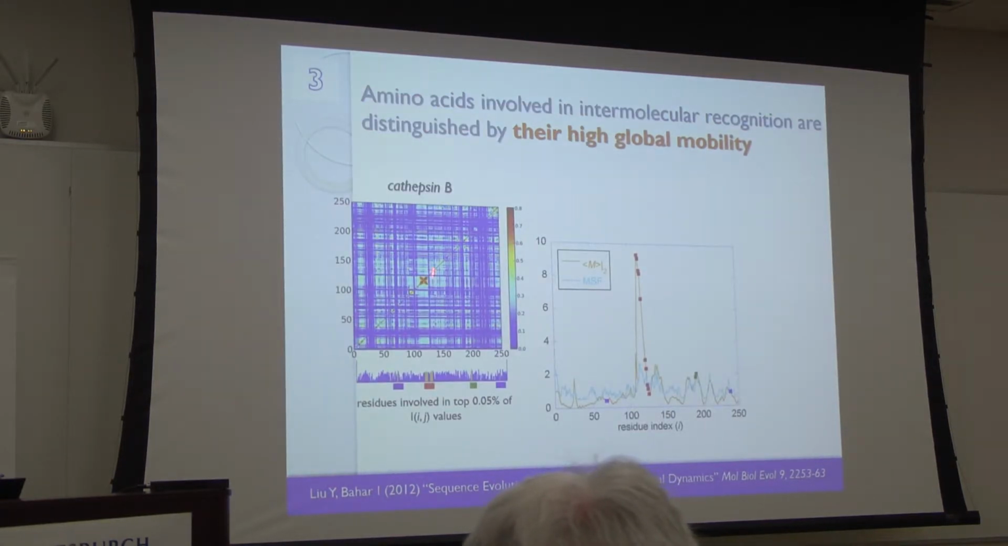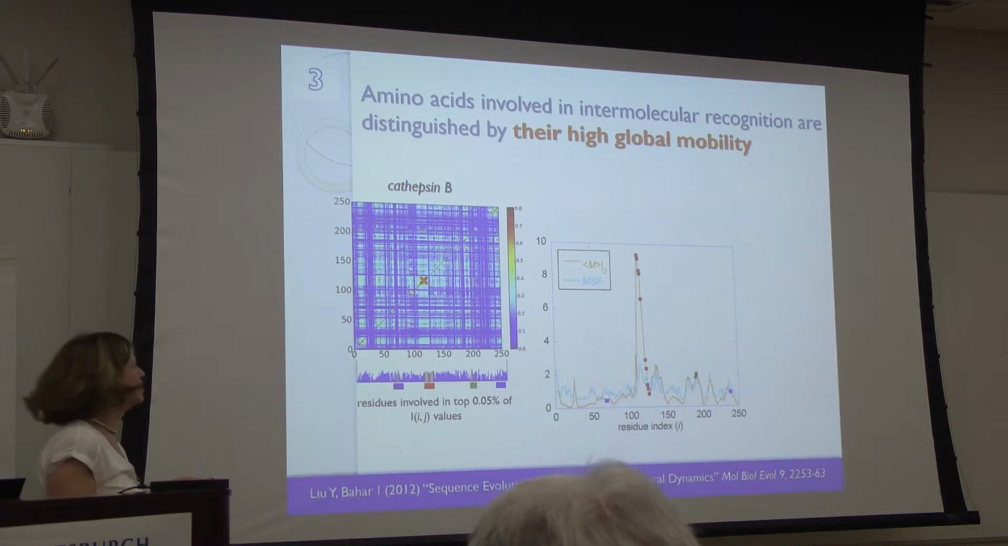Okay, here's another example, I think. A very strong signal here when we plot, a very strong signal here. Then we also examined the profile, the mobility.